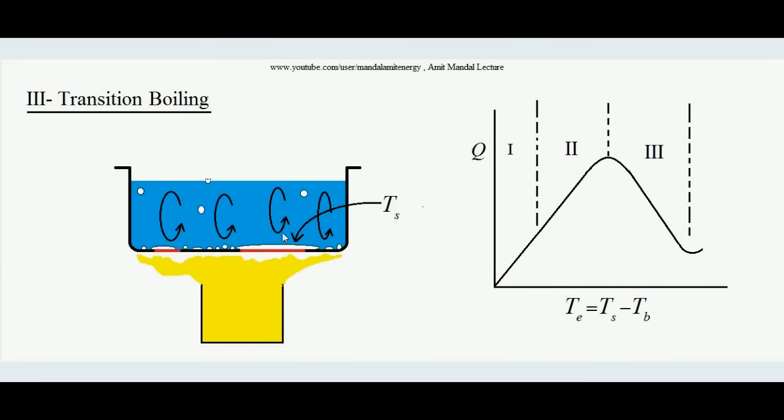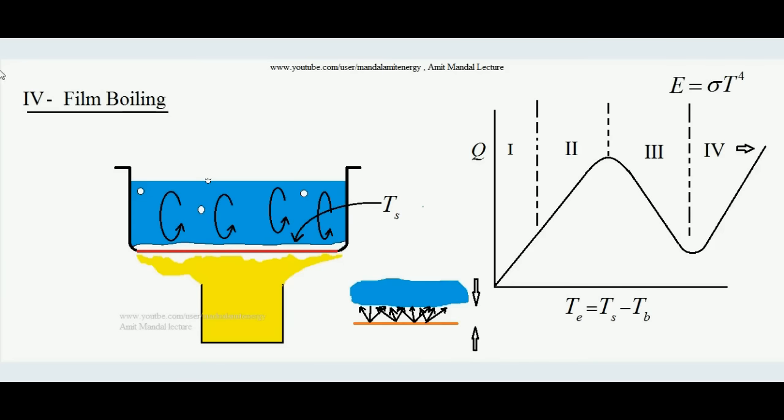With further increment in T excess, the bubbles are formed as well as big films of vapor are also formed over the top surface. So the heat transfer rate continues to decrease. Ultimately, transition boiling ends and film boiling starts, meaning the entire hot surface is covered with a thick layer of vapor film. In this case, since the entire liquid is detached from this hot surface, the heat transfer mode becomes radiation.